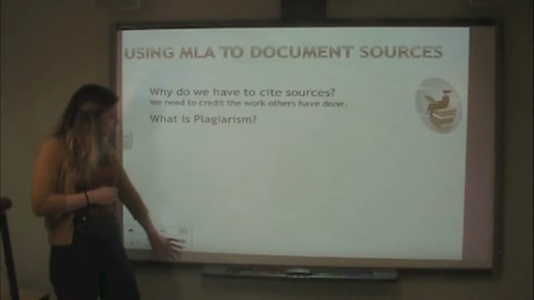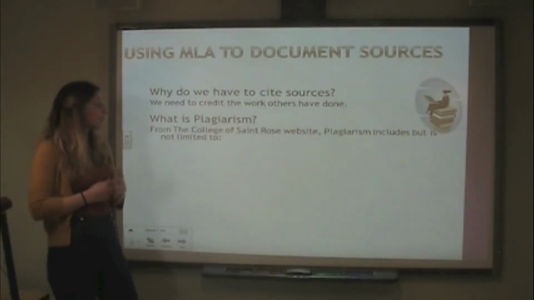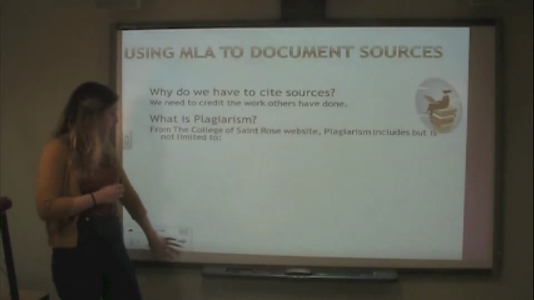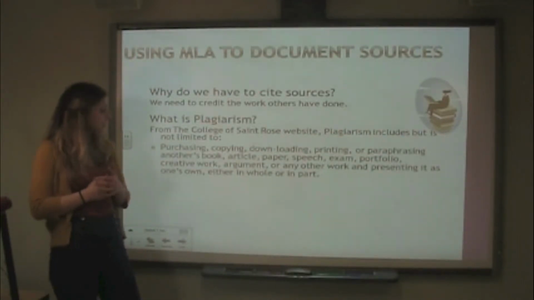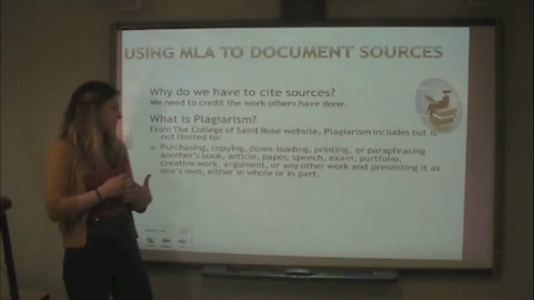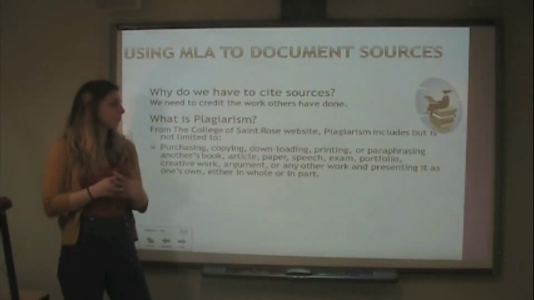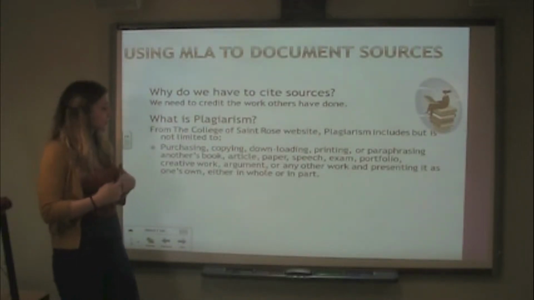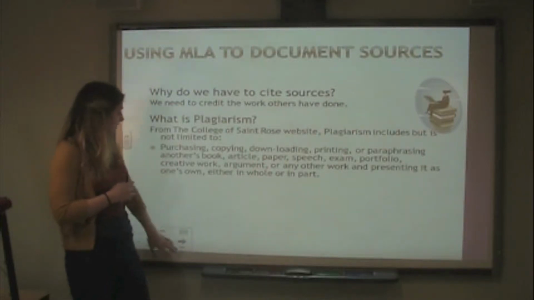So what is plagiarism? So from the website, and of course you can always check in if you want any more details, plagiarism is defined as purchasing, copying, downloading, printing, or paraphrasing another's book, article, paper, speech, exam, portfolio, creative work, argument, or any other work and presenting it as one's own, either in whole or in part. If you don't cite correctly, sometimes you can plagiarize on accident, so just be sure to know exactly how to cite and when it's used. We'll go into detail a little bit on that.